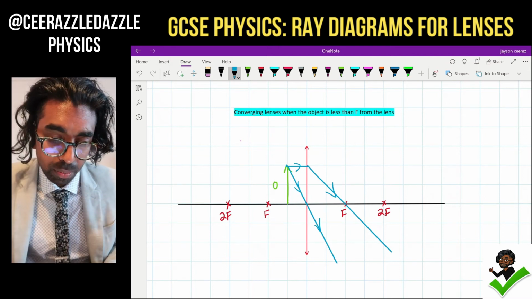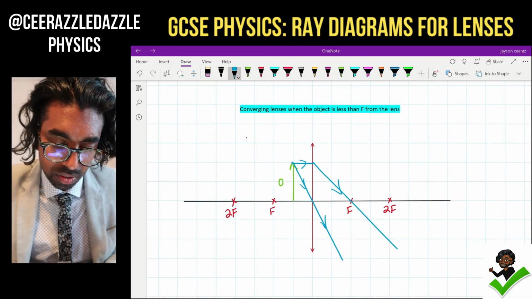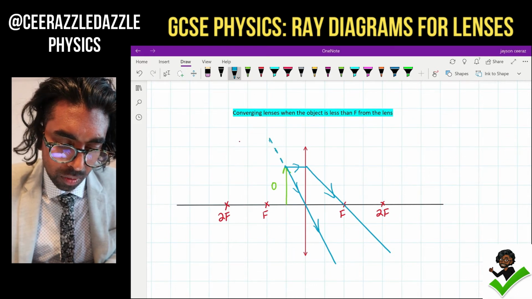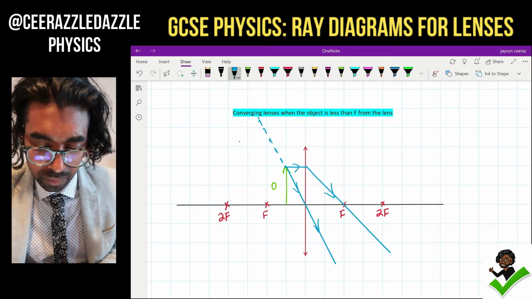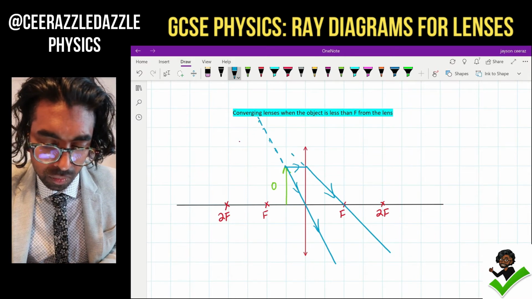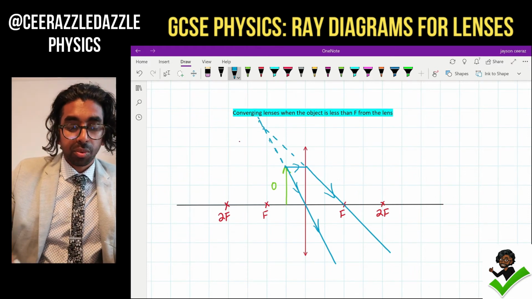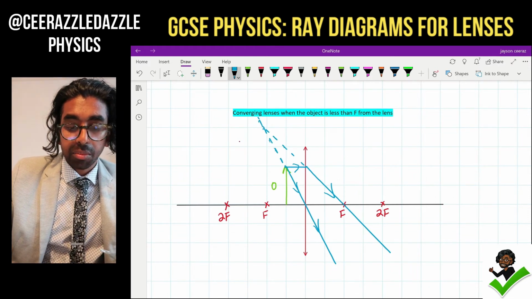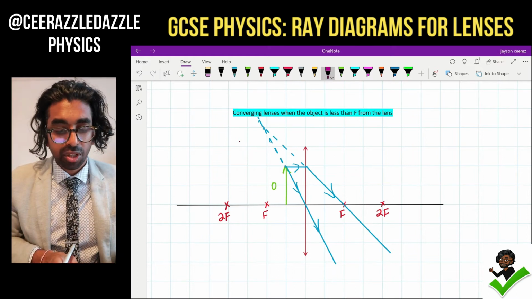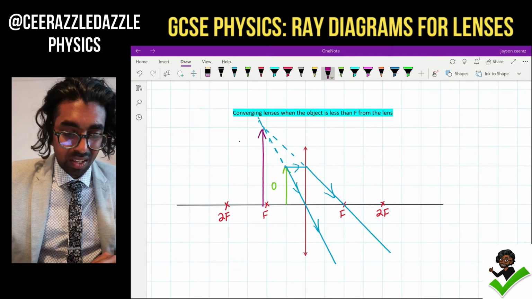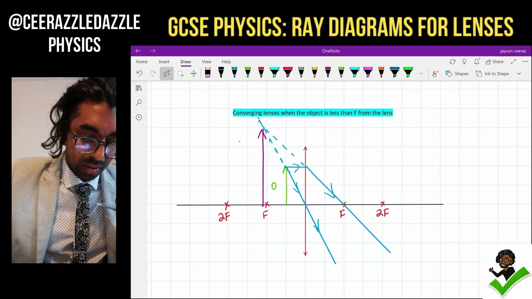So if I extrapolate the first one backwards, whoops, moving the screen. Here we go. And the other one. Excellent. So now where both of these ones meet, this is where the image is formed. So the image is formed where both of these rays of light meet. Here we go. This is the image.